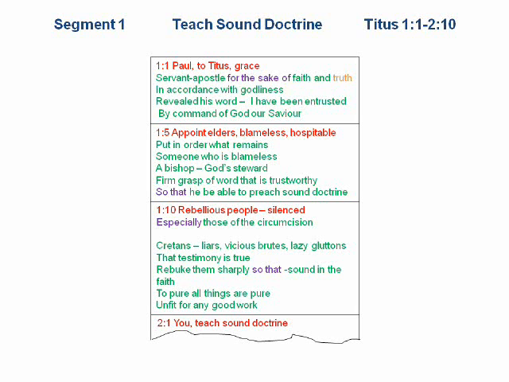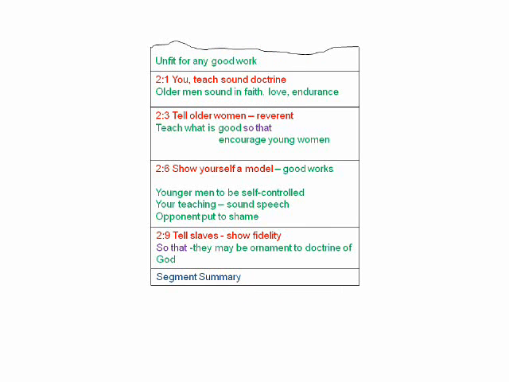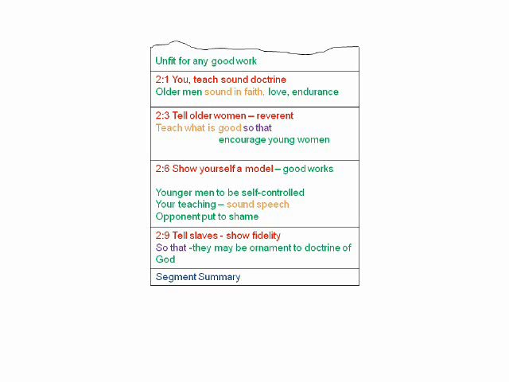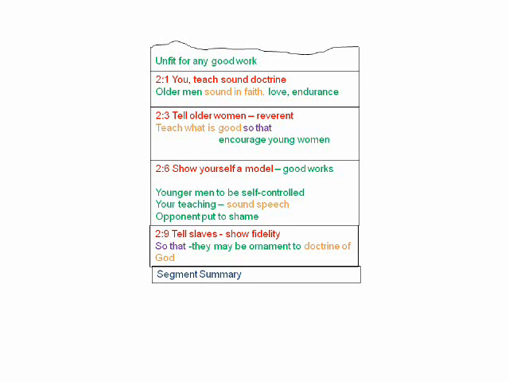I've highlighted in orange, in the second paragraph, so that he's able to teach sound doctrine. Rebuke them sharply, in the next paragraph, so that they will be sound in the faith. Chapter 2, verse 1: older men should be sound in the faith. Older women should teach what is good. And paragraph 2:6, your teaching should be sound in speech. 2:9, so that they may be an ornament to the doctrine of God. You can see how this causes these key words to be highlighted.